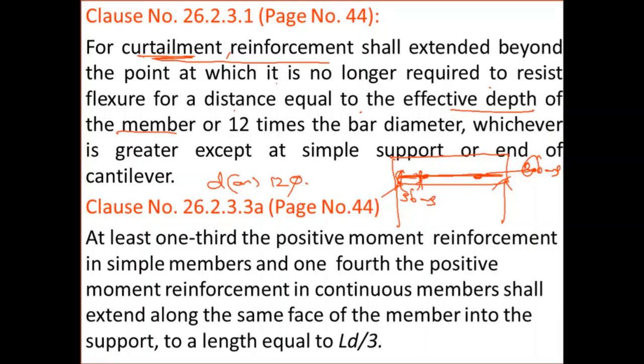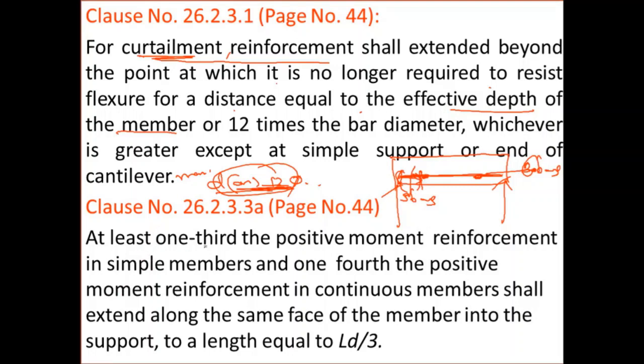That means how many bars you have to cut here? We have to cut 3 bars. Totally 6 bars are there, but here 3 bars are enough. So you have to cut 3 bars here. Now while cutting, the 3 bars have to be extended to the length of how much? D or 12 phi, whichever is greater. Maximum of D or 12 phi. For that length, the bar has to be extended, then there it has to be cut.